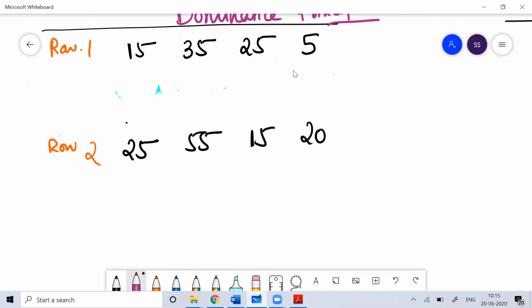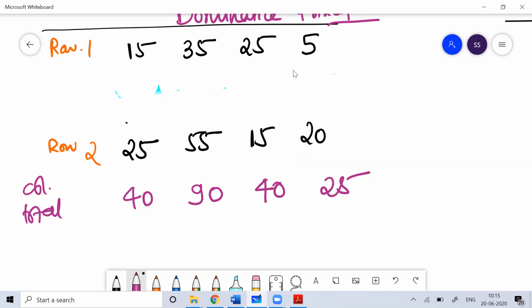Now see column wise. Now see the column totals: this is 40, this is 90, this is 40, and this is 25. If you can delete any column, you will delete the column for which all the elements are either more than or equal to all the elements of the other column. So we'll think of deleting. The largest column total is 90.